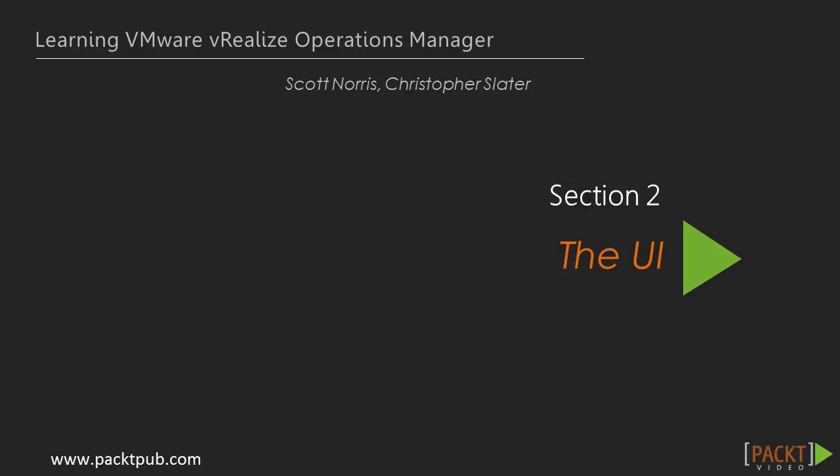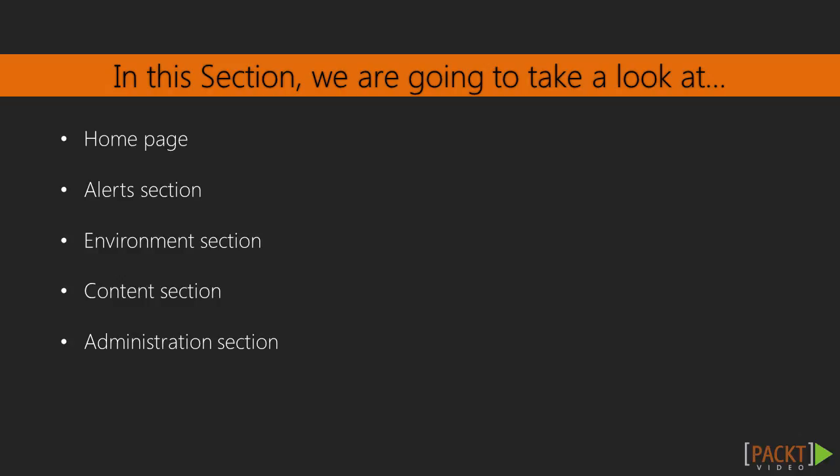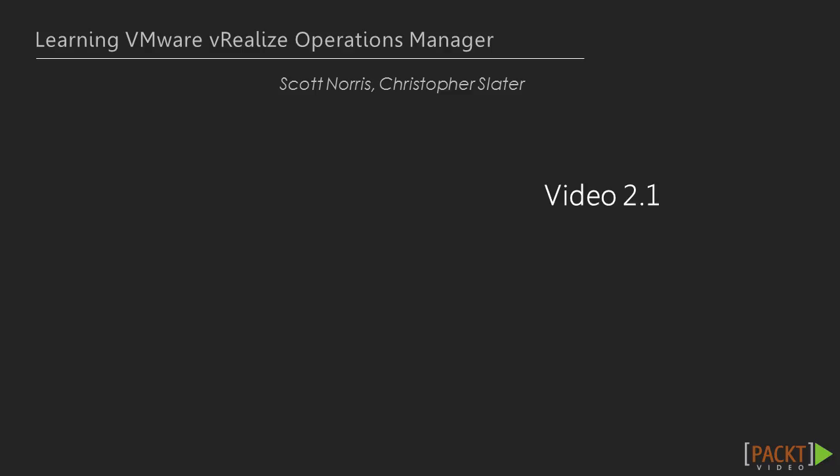Hi, and welcome to the section the UI of vRealize Operations Manager. In this section, we're going to have a look at the whole UI of vRealize Operations Manager. This includes the home page, the alert section, the environment section, the content section, and the administration section. All these different areas will show you what's in them, how to browse to it, where things are, so that you can quickly and easily locate what you're looking for.